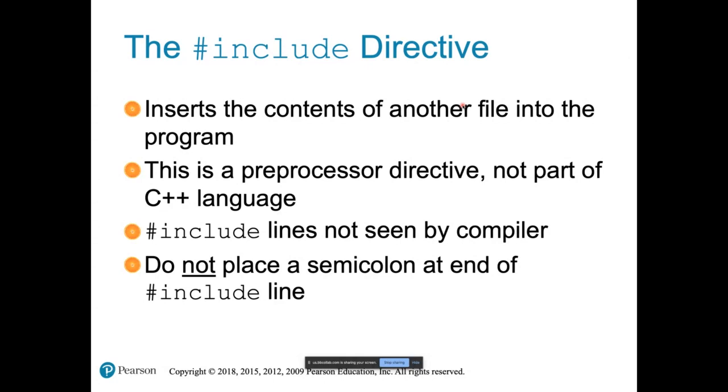The pound include directive inserts the contents of another file into the program. That's why it comes back after you get the source code, the preprocessor, you get the modified, because it inserts the contents of another file into the program. This is a preprocessor directive, not part of the C++ language. The pound include line is not seen by the compiler. Do not place a semicolon at the end of that line. Remember, the preprocessor directives are not part of the C++ library, so you have to include them in.